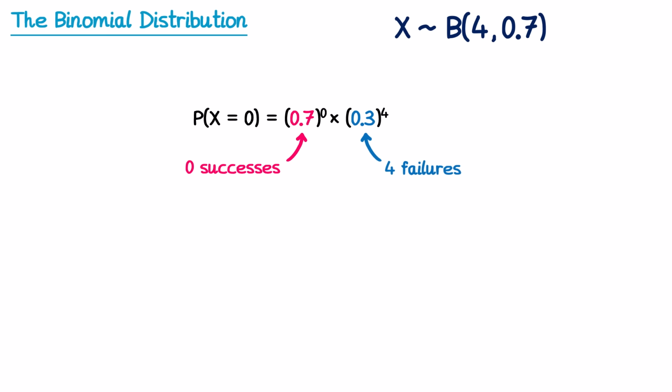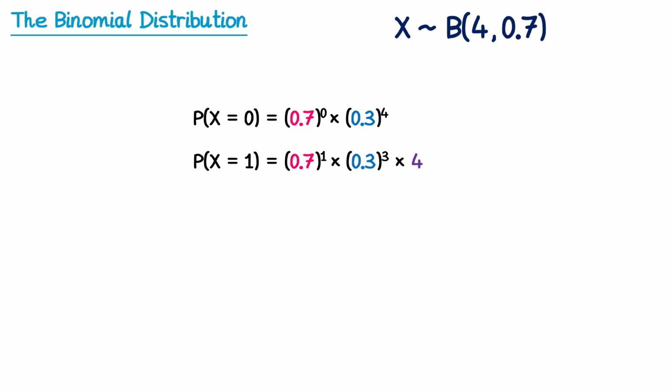Let's apply this to the next probability, so the probability that x was equal to 1, which meant we were successful one time. So we have the probability of success 0.7 to the power 1, multiplied by 0.3 to the power 3, since we would have failed 3 times, or got 3 tails. Now if you recall, this wasn't the whole calculation, we also multiplied this by 4 for the 4 different ways of doing this. Heads, tails, tails, tails; tails, heads, tails, tails; tails, tails, heads, tails; and tails, tails, tails, heads.